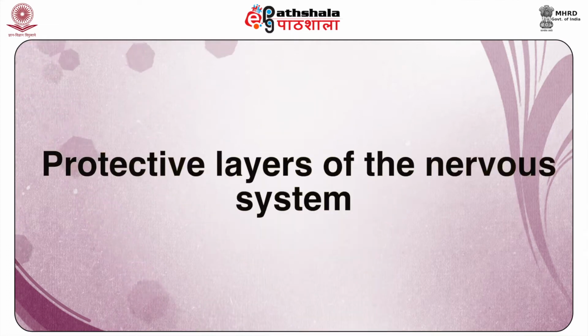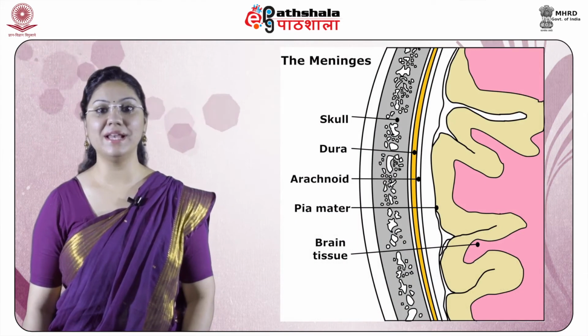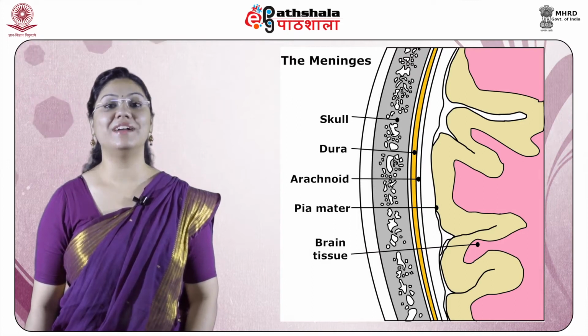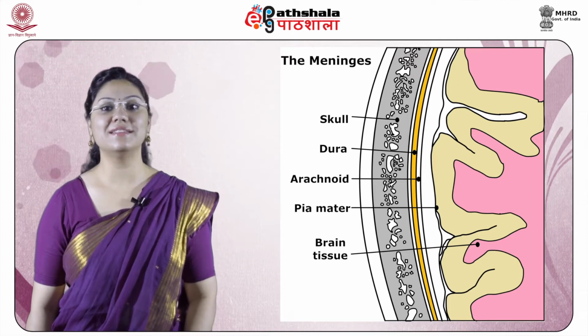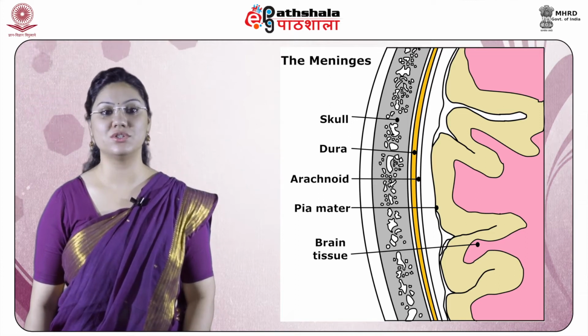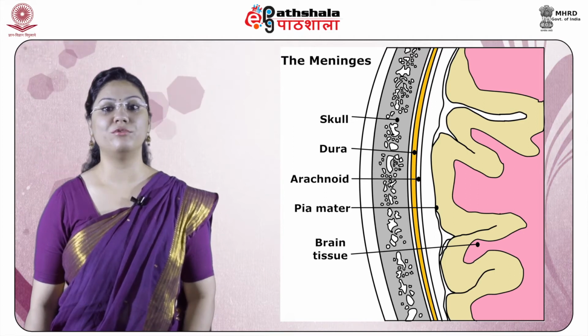Protective layers of the nervous system, the meninges. The brain and the spinal cord are the most protected organs in the body. They are encased in bony structures, brain inside the skull and spinal cord inside the vertebral column. Beneath the bony structures, there are three further layers of protection.